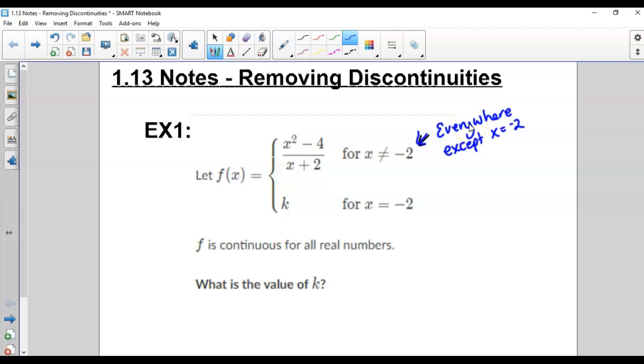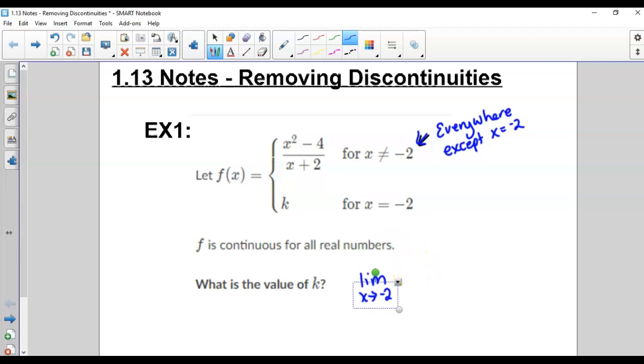It's basically our graph all the time, but we're going to have this one little point, and we want it to fill in what hopefully is a hole in the graph right here, because a vertical asymptote cannot be removed. So in this case, since I'm looking at this function all the time except for at negative 2, I want to do the limit as x approaches negative 2 of x squared minus 4 over x plus 2.